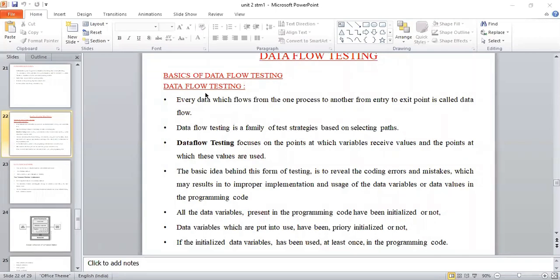The data flow is nothing but the flow from one processor to another processor, from one data information to another data. That is called the data flow. This data flow is also represented between entry and exit point. So every data which flows from one process to another from entry to exit point is called the data flow. What is meant by data flow? Every data flow is represented between one process to another process.